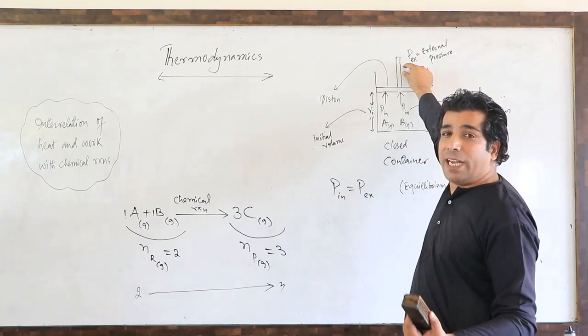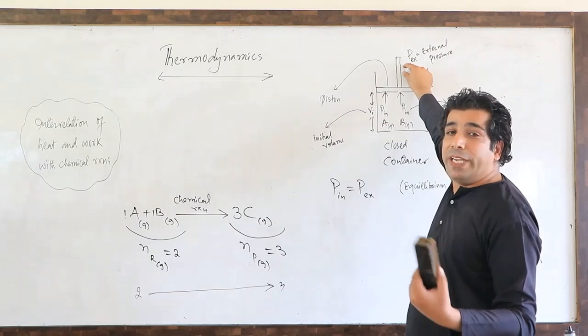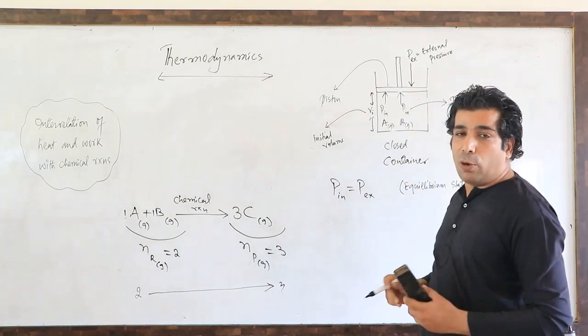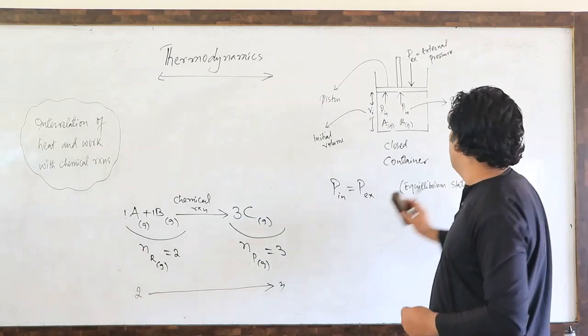So the change in volume will be written as what? VF minus VI, that is final value minus initial value. I hope everybody has understood this thing. Let's have a look.